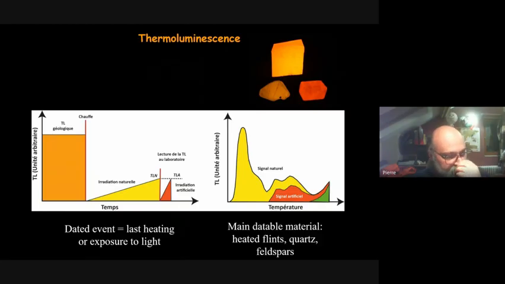Okay, so this method is very useful if you try to give an age to elements that have been heated in the past. Because when you burn a piece of rock, you release the old trapped electrons and you reset the signal. And after this resetting, if there is some radioelement in the vicinity, the amount of trapped electrons increases, and it is this moment you try to date.